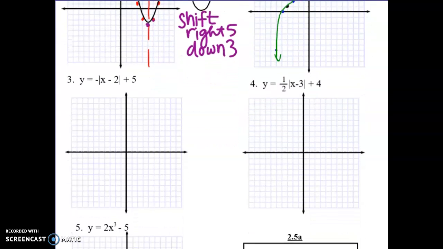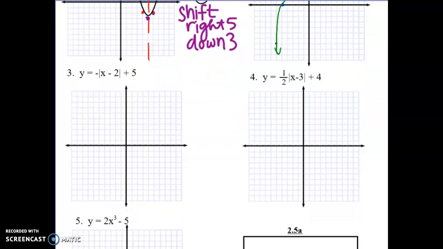Let's keep going. This next one, all right. What is my mother function on that one? Well, it's got those two lines. What does that mean? Absolute value. What is the shape of an absolute value? Yeah. So my mother function, my MOFU, is absolute value of x, which looks like this.